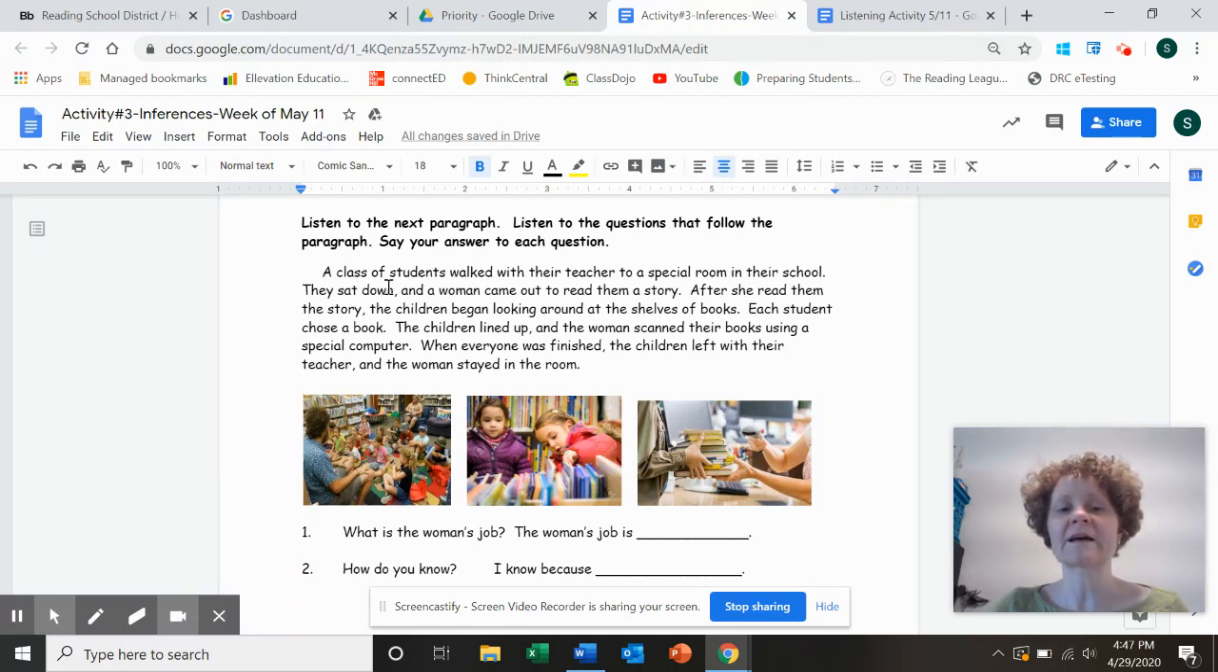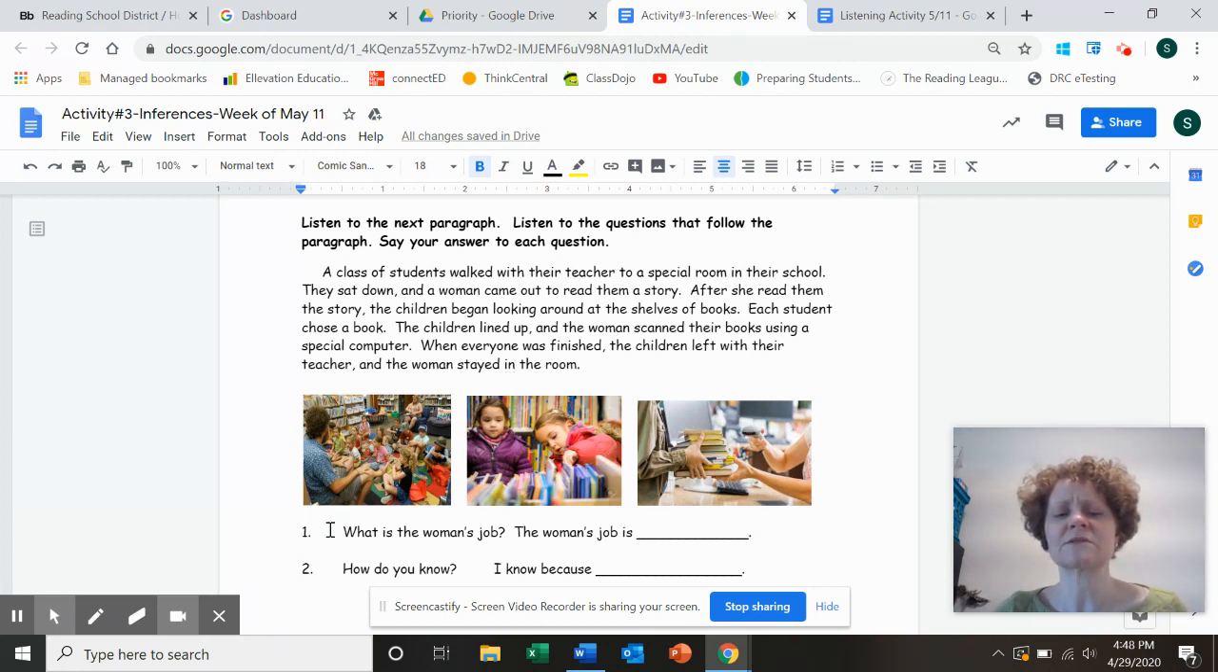It says, a class of students walked with their teacher to a special room in their school. They sat down, and a woman came out to read them a story. After she read them the story, the children began looking around at the shelves of books. Each student chose a book. The children lined up, and the woman scanned their books using a special computer. When everyone was finished, the children left with their teacher, and the woman stayed in their room.